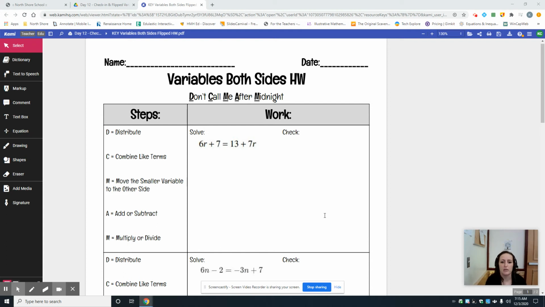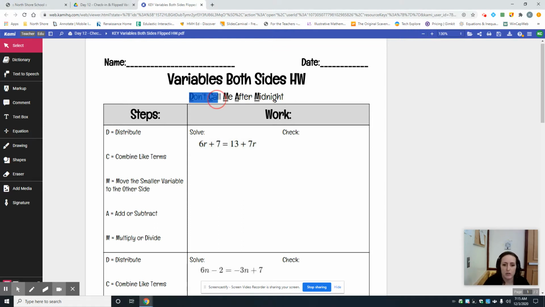Alrighty, hello everybody. Today you're going to learn how to solve an equation that has a variable on both sides of the equal sign. Remember that equal sign is like a brick wall, so you can't combine like terms across it. As much as you're like, oh, I have a 6r and I have a 7r, I should combine like terms. That's not what we do.